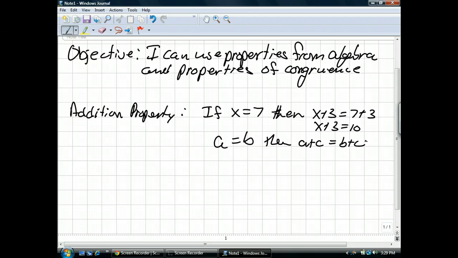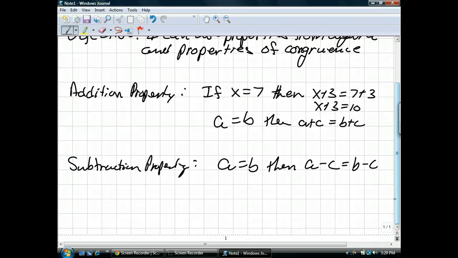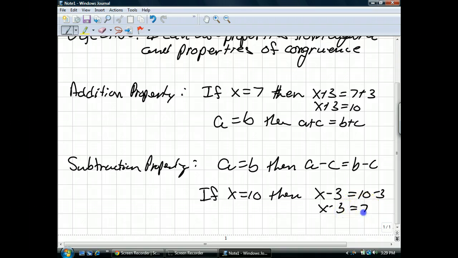Okay? Then we have the subtraction property. Okay? And it says if a equals b, then a minus c is going to equal b minus c. So an example of that would be if x equals 10, then x minus 3 equals 10 minus 3, or x minus 3 equals 7.